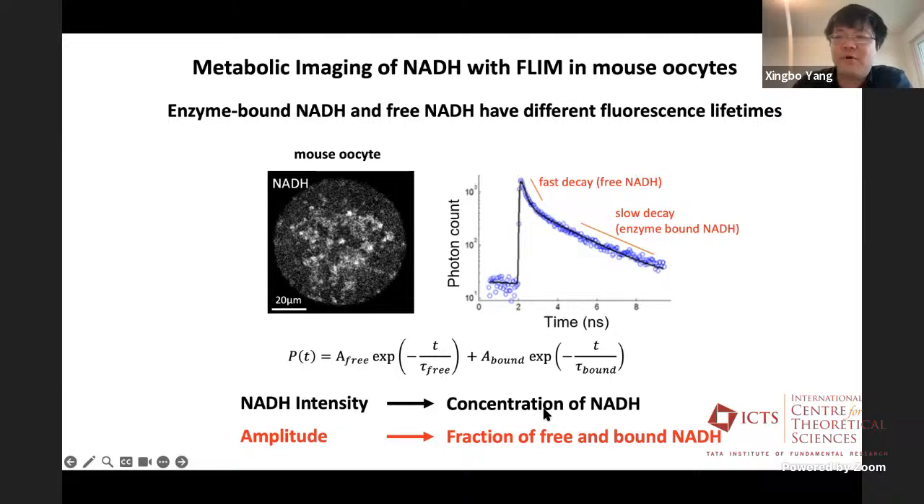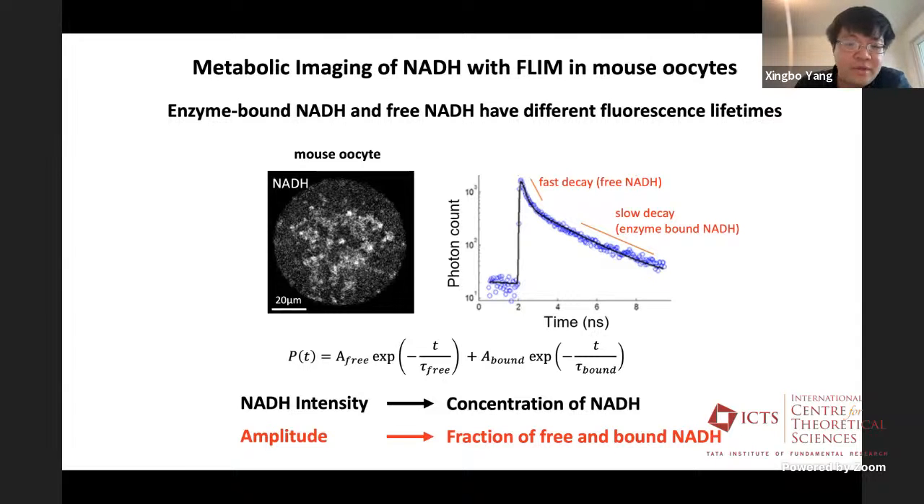That is related or proportional to the concentration of NADH if you fix your laser power, for example. And the amplitudes are just a fraction of the free and the bound NADH components, right? And they are defined to vary between 0 and 1. So let's say, for example, depending on your system, you can get 40% free NADH and 60% bound NADH. You can fit this quantitatively, and those are very important metabolic parameters. So this is additional information that you cannot get just from intensity imaging.